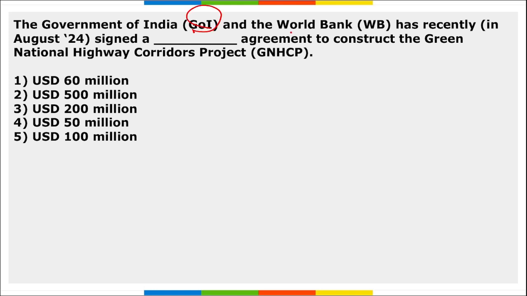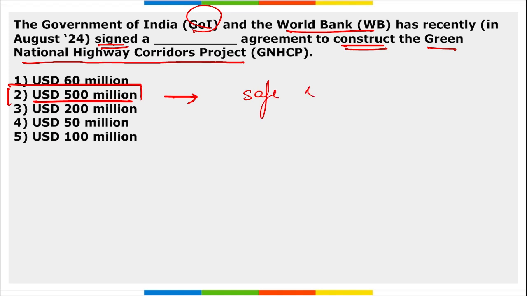Next, Government of India and World Bank, they have recently signed how much amount agreement to construct the Green National Highway Corridor project? So, Government of India have recently partnered with World Bank and have signed an agreement worth $500 million, and this is basically to make safe and green highways, right? Take a note of this.